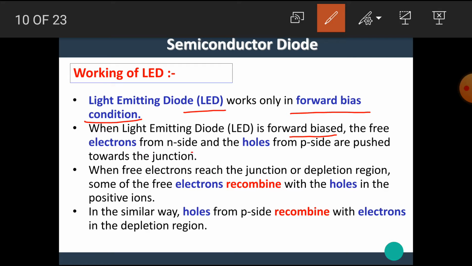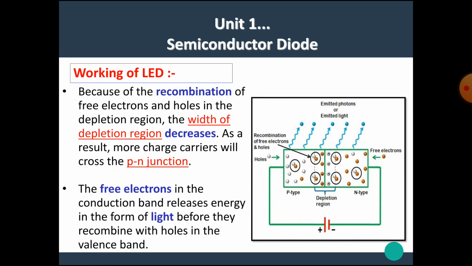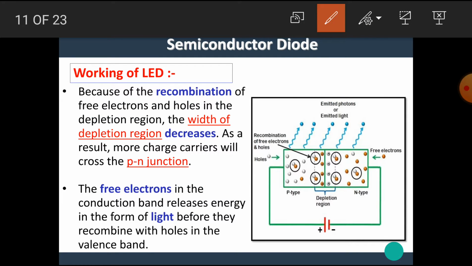The free electrons from the N side and holes from the P side are pushed towards the junction. When the free electrons reach the junction or the depletion region, some of the free electrons recombine with the holes in the positive ions. In a similar way, holes from the P side recombine with the electrons in the depletion region. Because of the recombination of the free electrons and holes in the depletion region, the width of the depletion region increases. As a result, more charge carriers will cross the p-n junction.